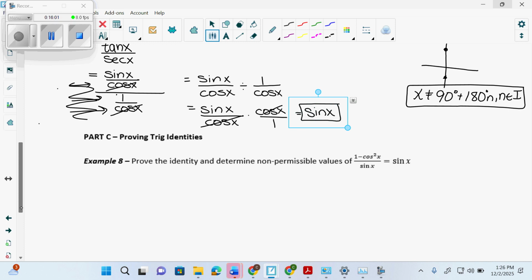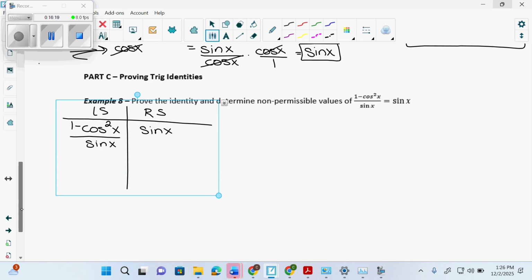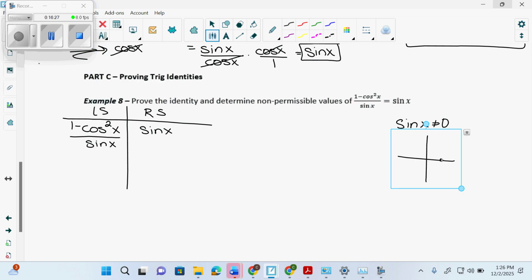So this one has a left side and a right side because I'm proving LS equals RS. (1 minus cos squared x) over sin x equals sin x. So what is my only denominator here? Sin x. So my restrictions are going to be sin x can't equal 0. And that's here and here. So it's x can't equal, if we do it in radians, pi n, n an integer. Does anyone know anything I could do here? It's a really easy proof. If you got this one, you should have.